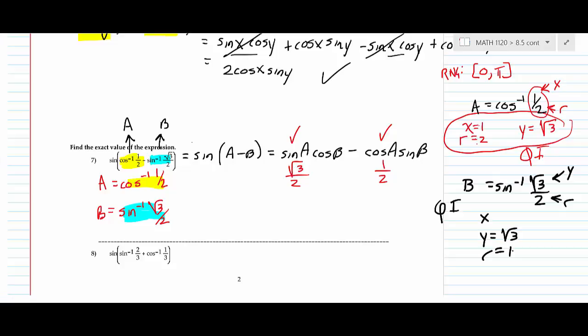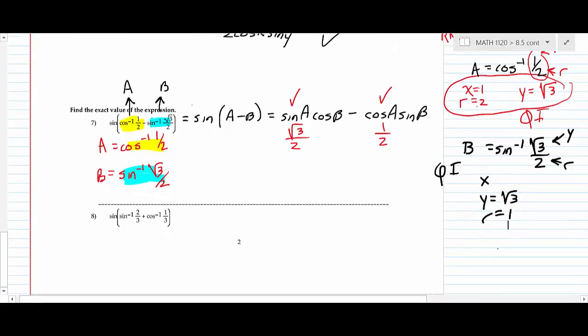Oh, hold on. Maybe we don't know that. No, it's not 2. We've got to do the Pythagorean Theorem. I was thinking it all depends on where that square root of 3 is. The radius is 1. The radius is not 2. So let's go ahead and do x squared plus y squared equals r squared here. Okay, so we're going to have x squared plus root 3 squared is equal to 1 squared.